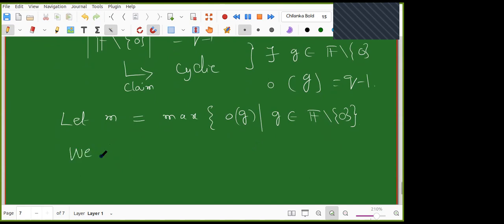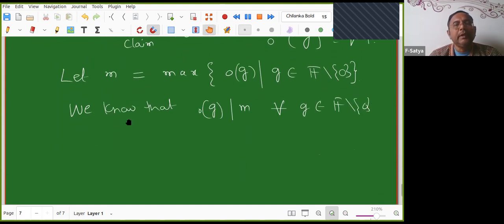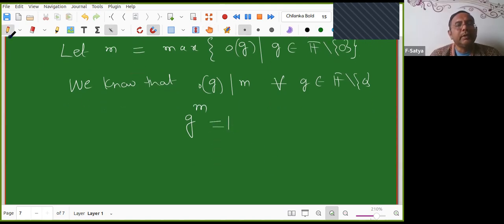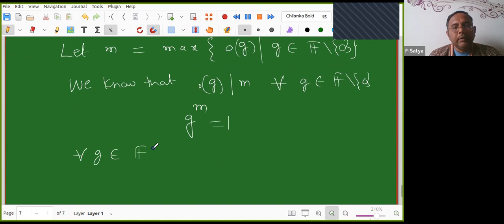So what do we know from the previous result? The order of any element must divide M. The order of G divides M for every G belonging to F minus 0. So what does that mean? If the order of G divides M, then what about G to the power M? It equals the identity, equal to 1. This is true for every G belonging to F minus 0: G to the power M is equal to 1.